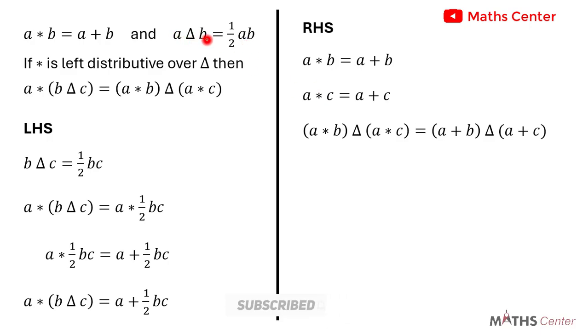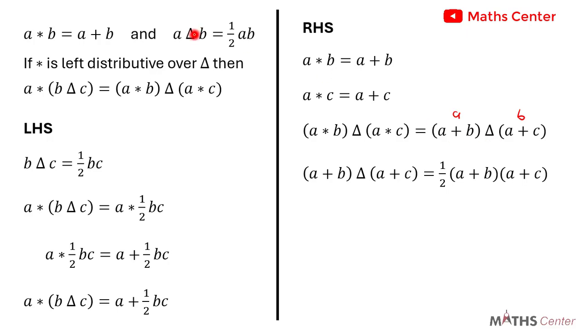When we compare A delta B to (A + B) delta (A + C), we can see that A + B will be A and A + C will be B. And so when we substitute this into the definition, (A + B) delta (A + C) will be equal to half times (A + B) times (A + C). As you can clearly see, what we have on the left hand side is A + half times BC. And what we have on the right hand side is half times (A + B)(A + C).